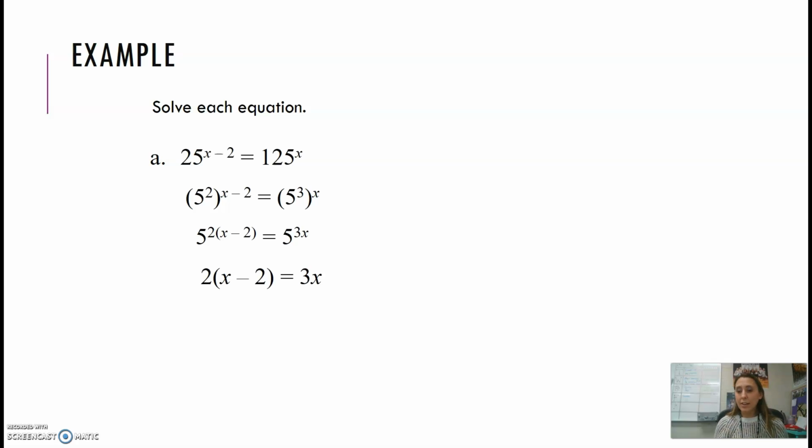Now that doesn't look like a hard equation. We know how to solve that. We distribute the 2, and we get 2x minus 4. We subtract 2x from both sides, and we get negative 4 is equal to x.